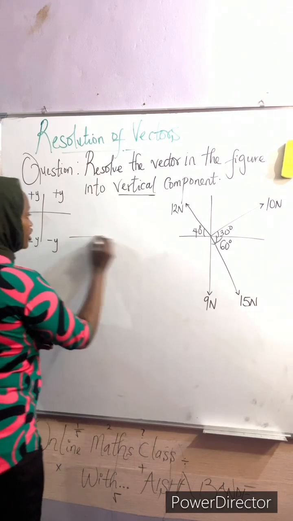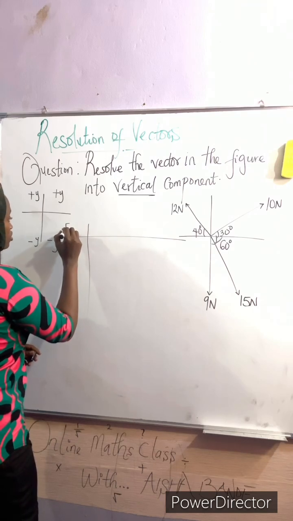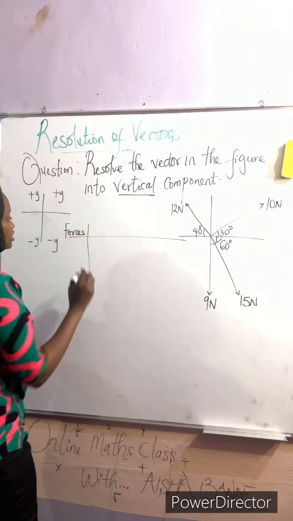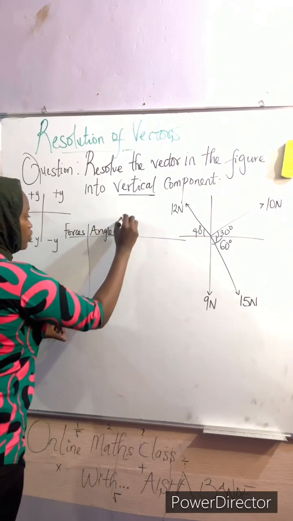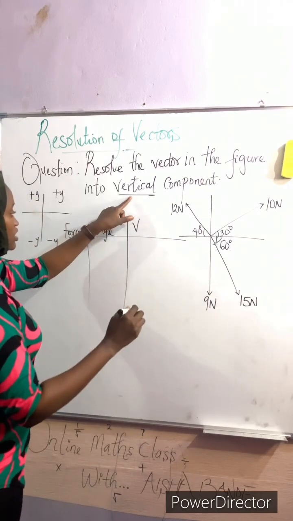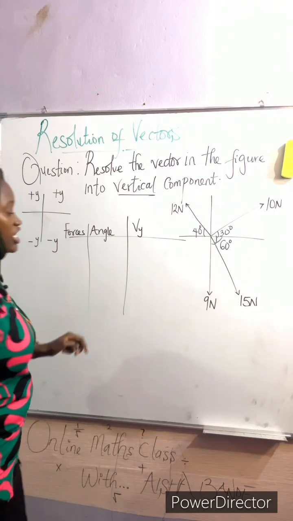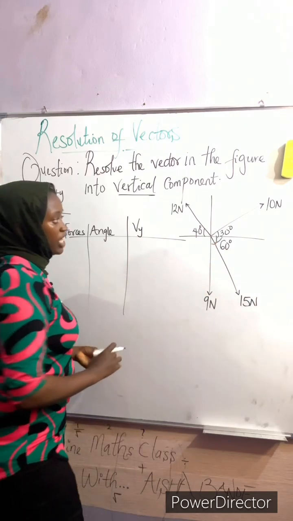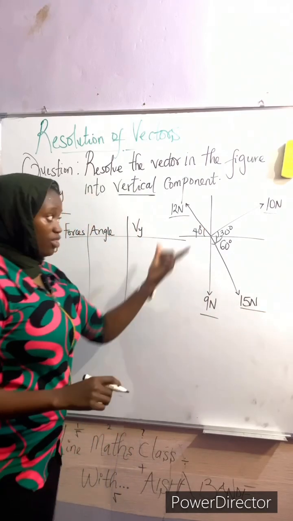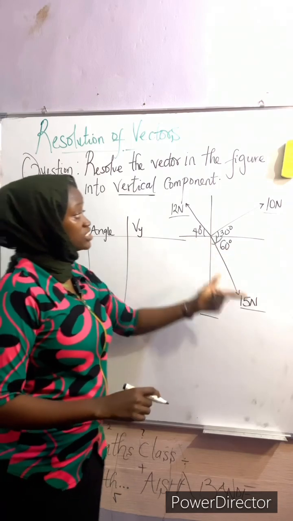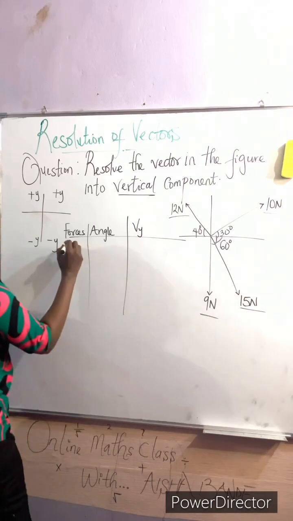All we need to do is to draw a table this way. The first parameters we need are the forces. Then the next one is the angle, after which we resolve in the vertical component, which is Vy. Let's check from the diagram how many forces we have. We have 10 Newton, 15 Newton, 9 Newton, and 12 Newton. So from this figure, we can see that we have four forces. Let's bring out the forces and input them in our table.